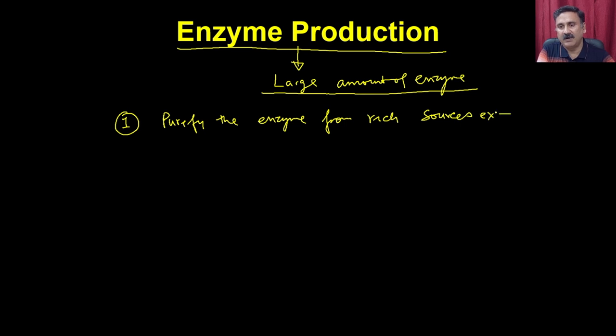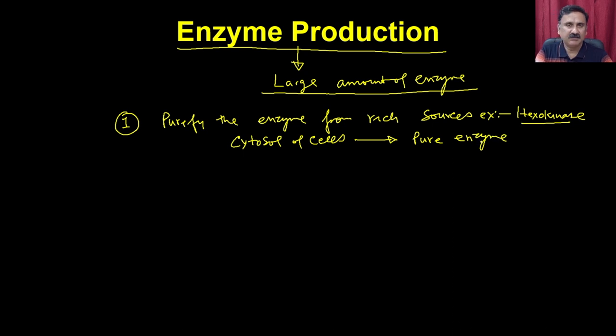For example, if I have to purify an enzyme of glycolysis, such as hexokinase, then I can isolate the cytosol of a cell, and then I can use different types of conventional chromatography techniques to get the pure enzyme. The same is true for many other enzymes, like lysozyme or lipase. In this approach, you first have to identify the rich source. For example, lysozyme is very heavily available in many biological fluids, so I have to identify those biological fluids and only then can I use different chromatography techniques to get the pure enzyme.